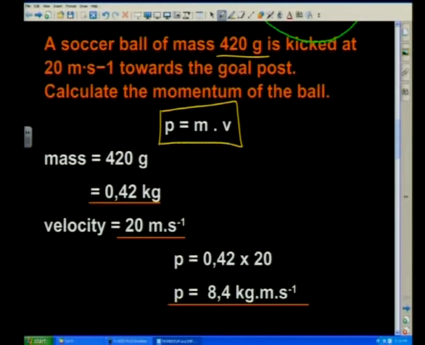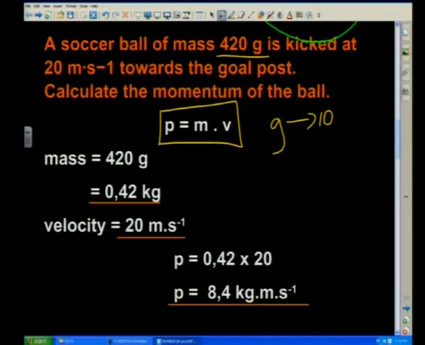So how do we work it out? Well, there's our formula. Momentum is mass times velocity. Very important to change our 420 grams into kilograms. Now, guys, how do we do that? How do we convert grams into kilograms?